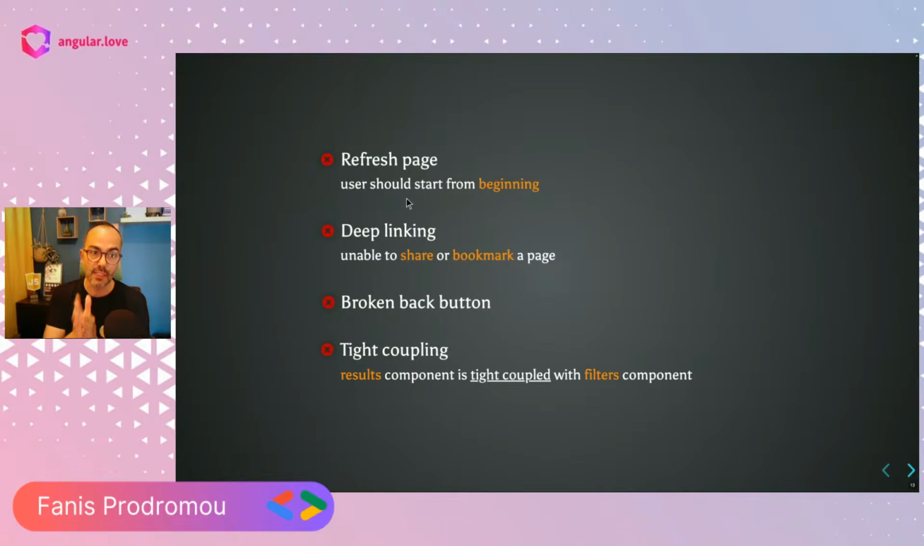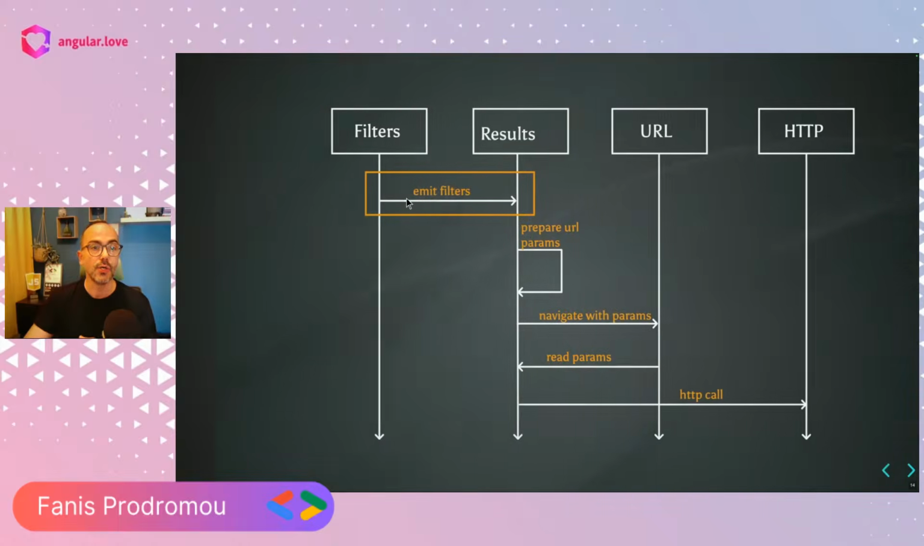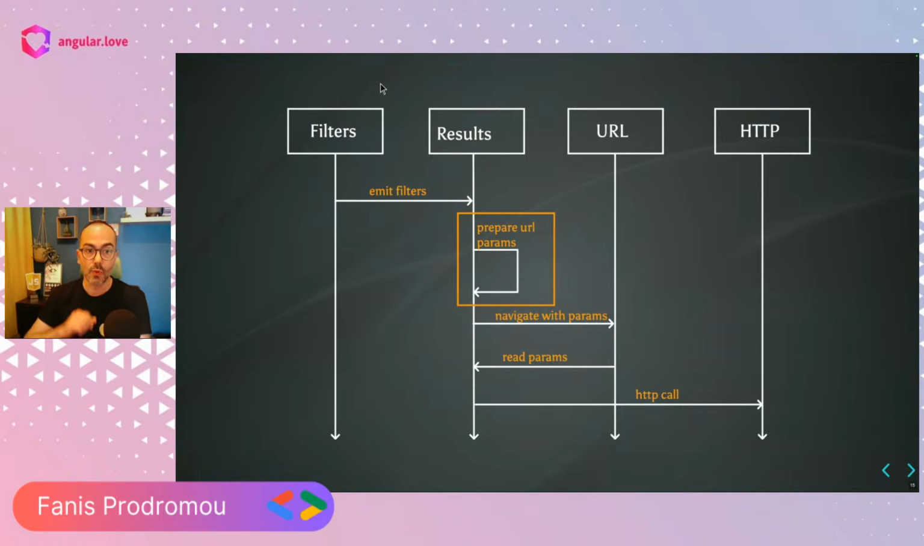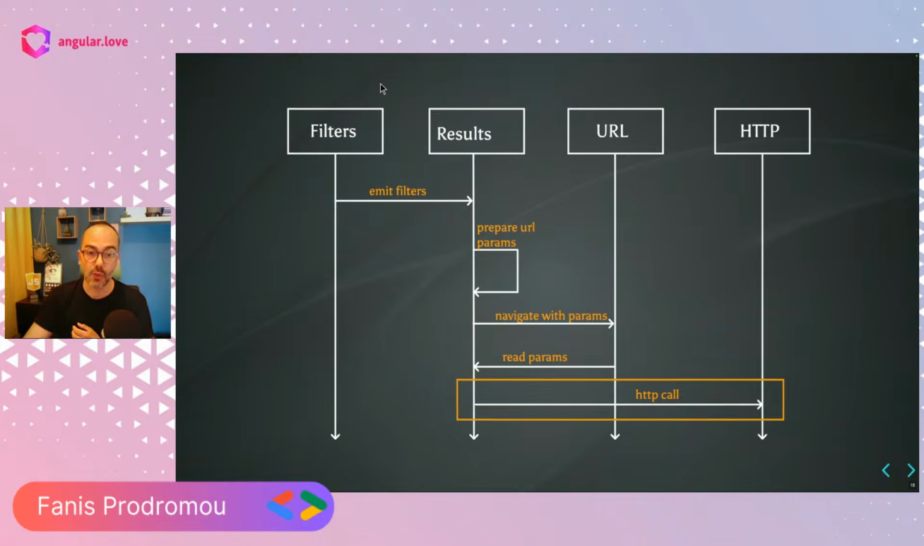So since we have these disadvantages, let's try now to make this flow a bit better. The actors now are the following: we have filters, we have results, we have URL, and we have the HTTP. The filters will do the same thing, emit the selected filters into the results, and then the results grab those filters, prepare the URL parameters, navigate with those parameters, and then read the params and make the actual HTTP call.